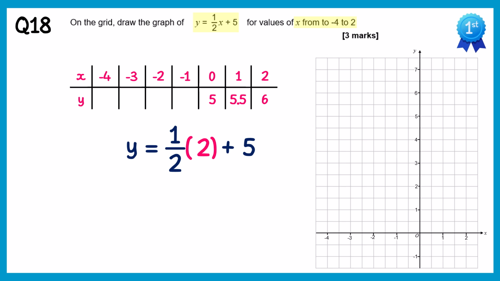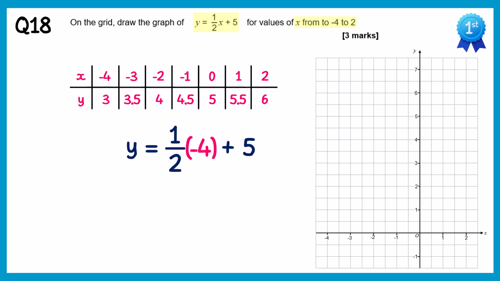Now let's go back and do the negative numbers. So for x equals -1, half of -1 plus 5, which is 4.5. Then x equals -2, which will give you 4. Then x equals -3, which will give you 3.5. And x equals -4 will give you 3. Remember, you can type all of those straight into your calculator.